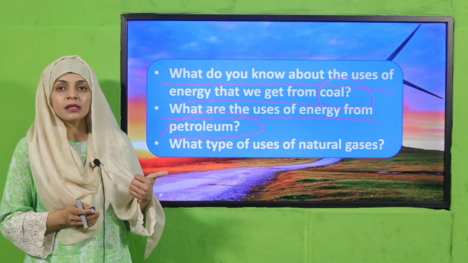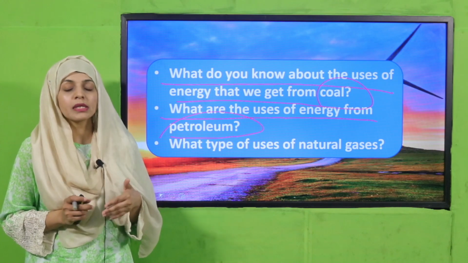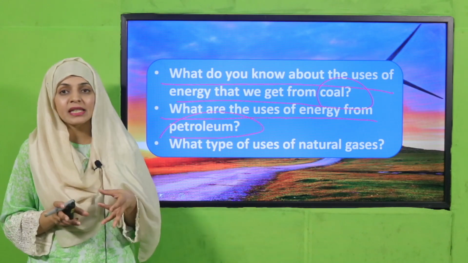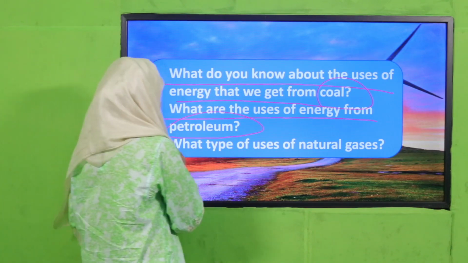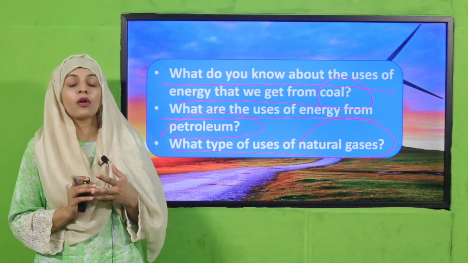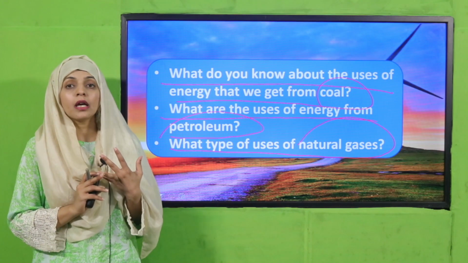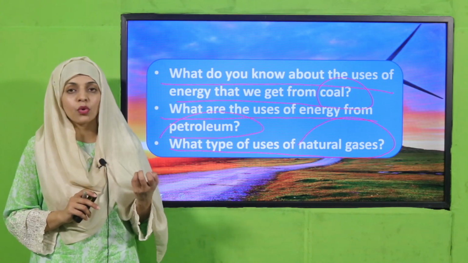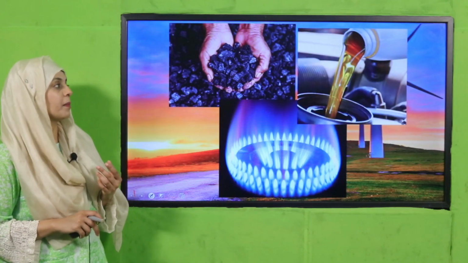Now quickly tell me, what are the uses of energy that we get from petroleum? It helps to run the vehicles as fuel. It's the fuel of the cars and motorbikes around us, and it is also used to generate electricity, so petroleum is also very important. What are the uses of natural gas? It is also used in vehicles, in generation of electricity, and in cooking at home. Maybe you use it in stoves for cooking. So my dear students, this is coal, natural gas, and petroleum.